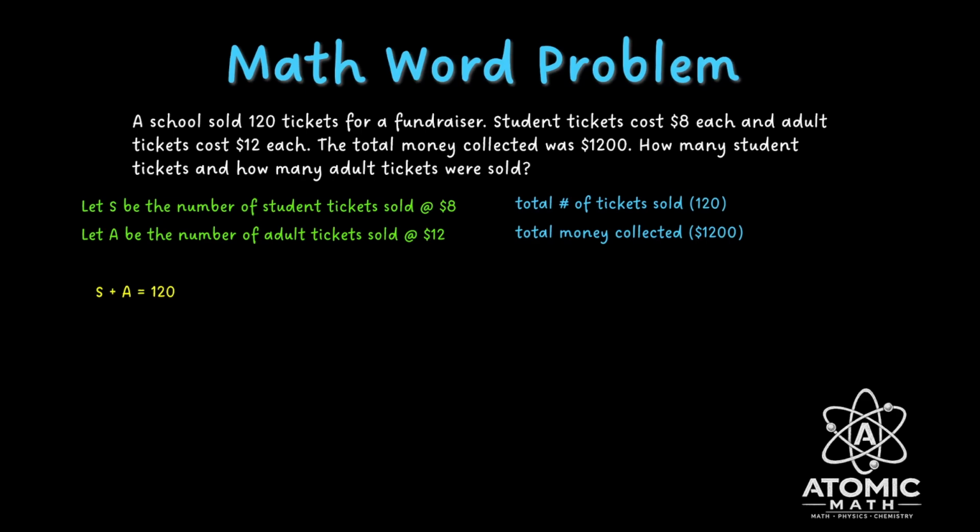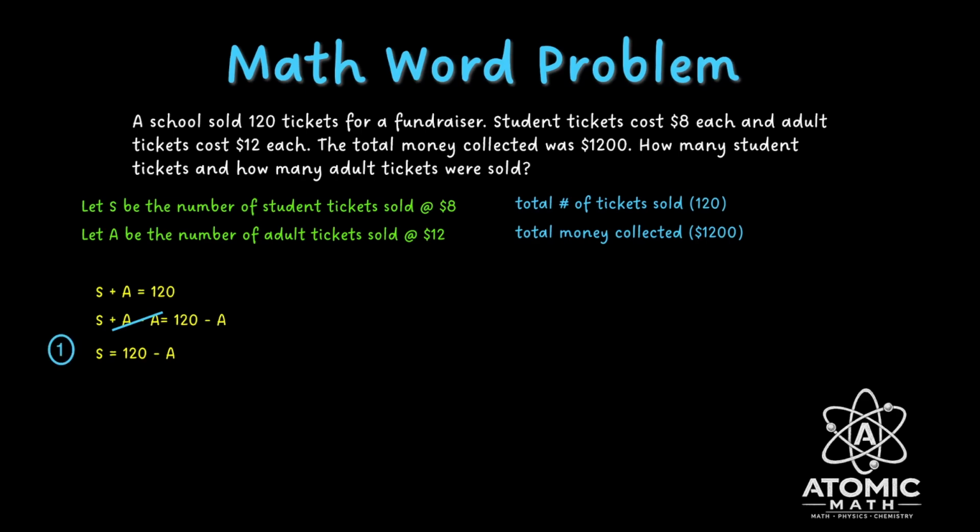So that means that if I wanted to, let's say, have this in terms of just one variable, like this, I could minus A off of both sides, and that would get me down to just this. So now I have that same equation, but in terms of S. So we will call this equation 1.